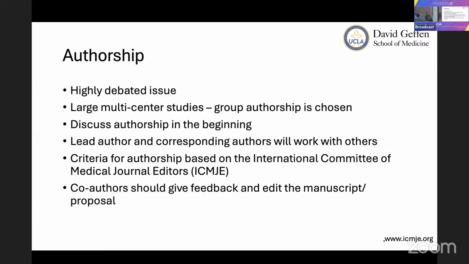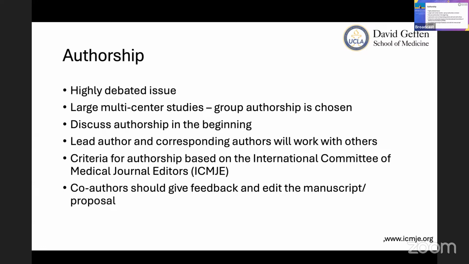Okay, perfect. So authorship is a very highly debated issue. Group authorship is chosen when you do large multi-center, big studies. But when you have a smaller group of authors trying to write a paper together, it's good to talk about what is going to be the order. Usually the lead author, the person doing everything, is either the first or the last. And the other authors are placed in the order of the work that they have done on the paper.